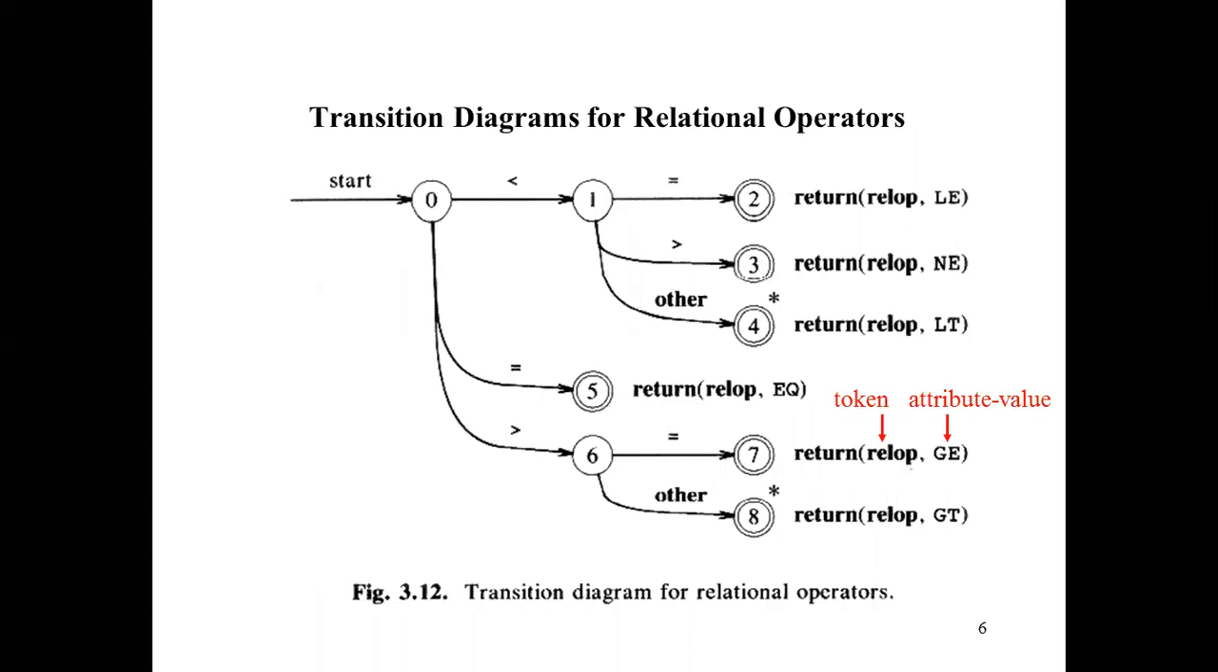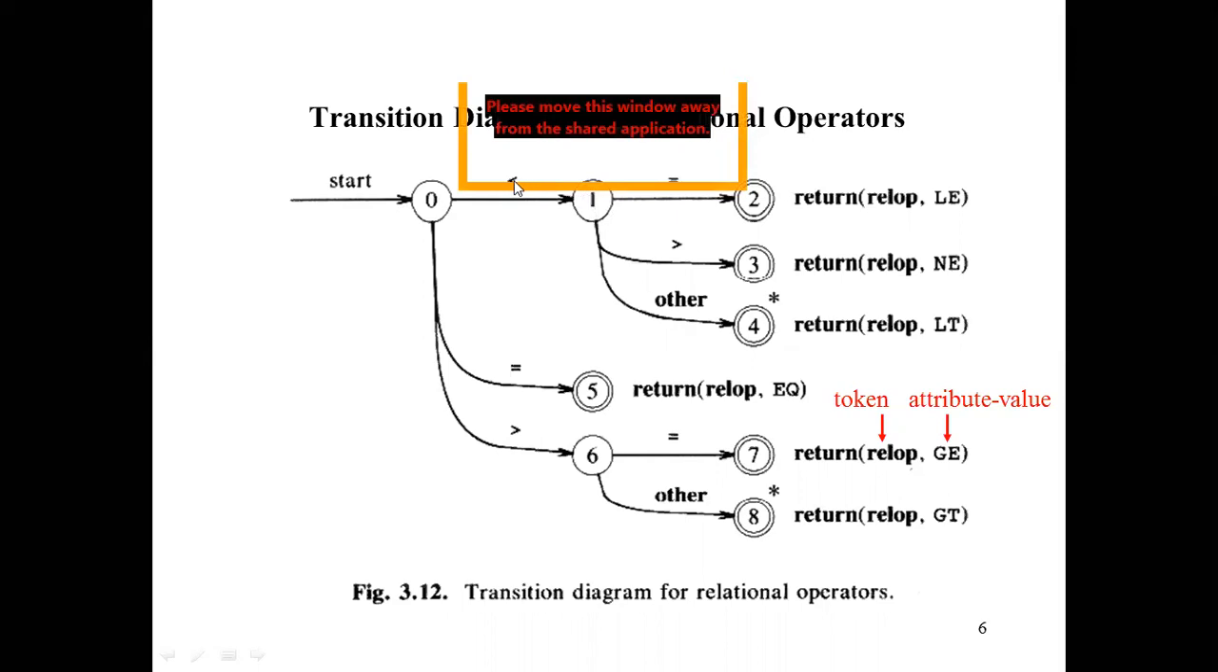Now this is the transition diagram for the relational operator. This is the complete transition diagram for all relational operators. Now we will start from the starting state. Start, here we will write 0 and 1. This shows the less sign. Here we will get the less sign for this state, and again we will move to the double circle, and this is the equal sign.